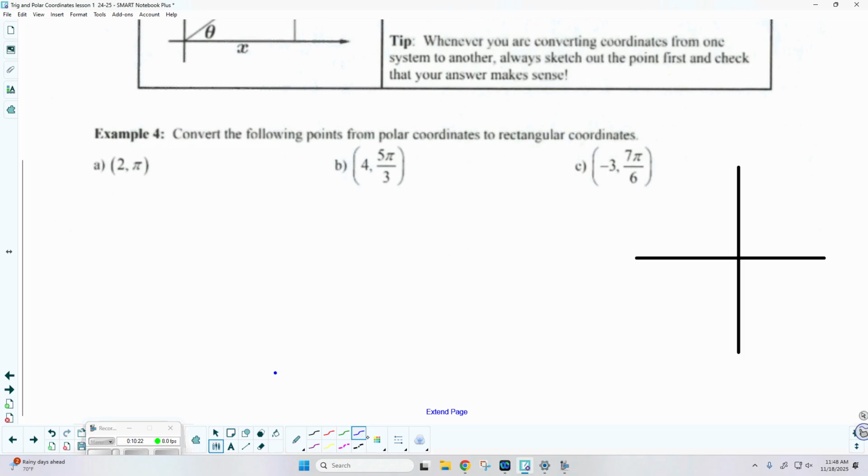Okay. Sarvesh? 3. See, it almost makes sense because 7 pi over 6 is in quadrant 3. Why is it in 1? Remember, when you have a negative radius, you go in the opposite direction from your angle. So it would be in quadrant 1. Good. Okay. So let's see if we can come up with that rectangular coordinate.